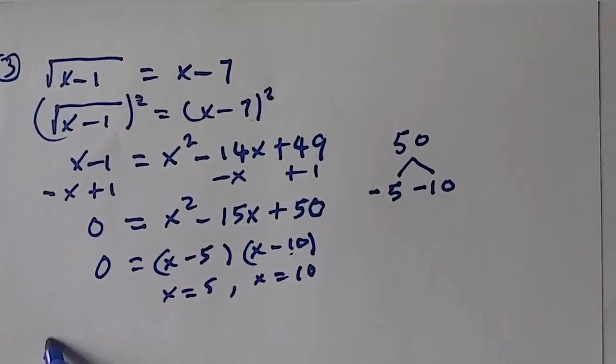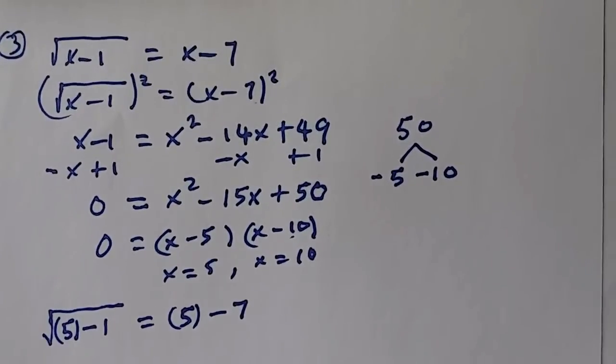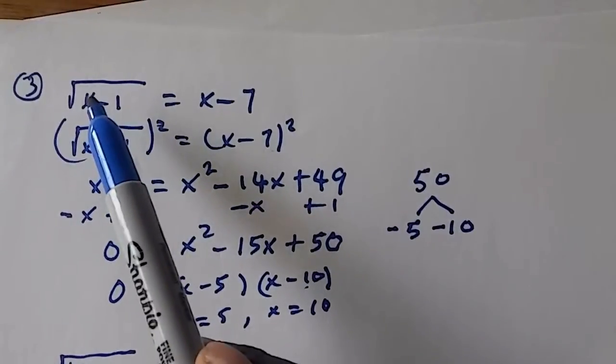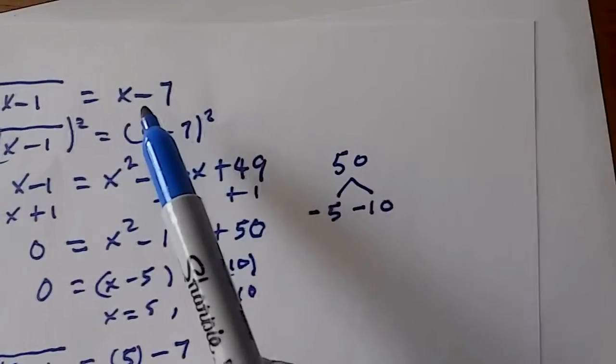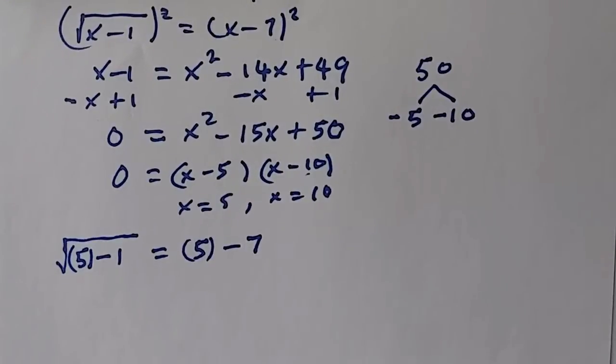Square root of 5 minus 1, that's our first one, equals 5 minus 7. So notice that I plug in 5 to every instance of x. There's x there, that's 5. And there's x over here, that's another 5. Okay, so we're going to just try to simplify this.